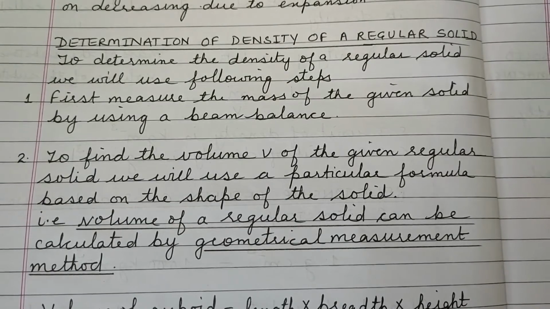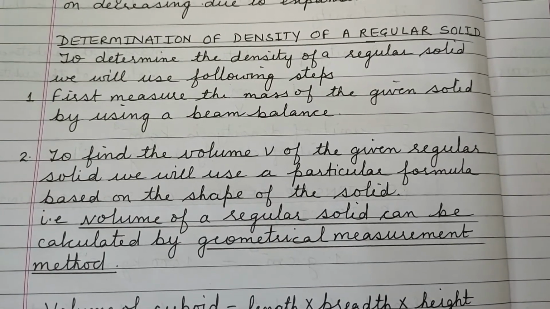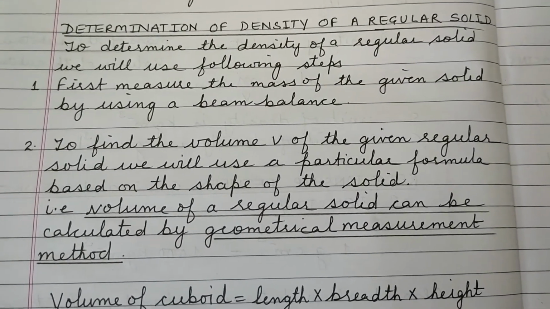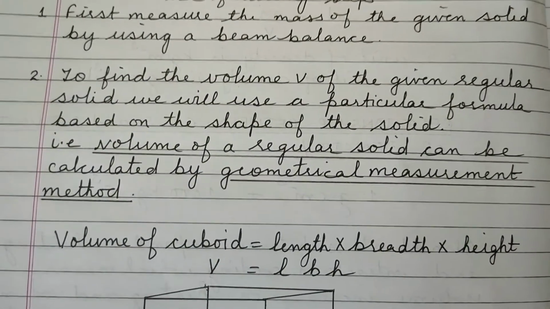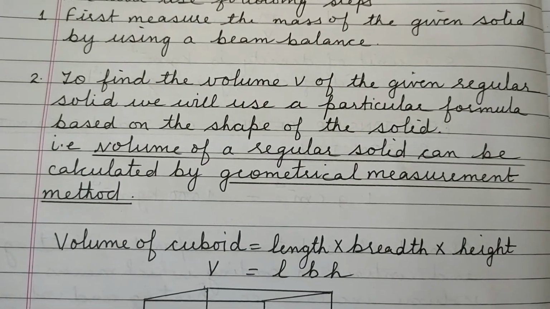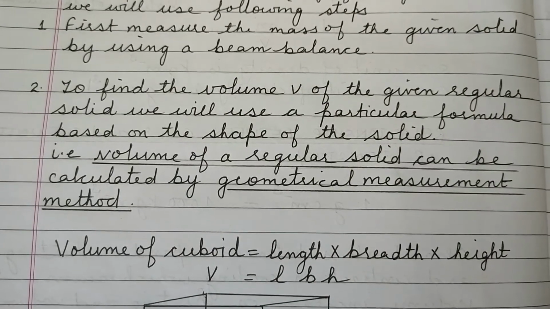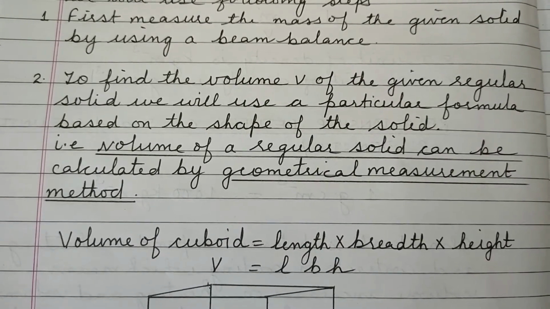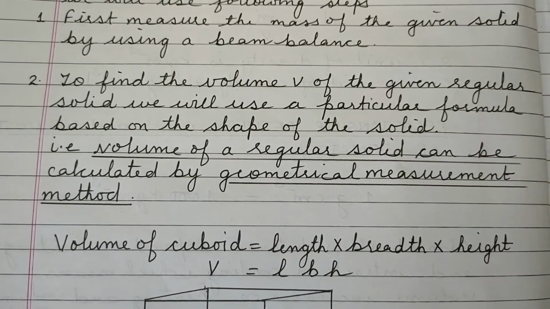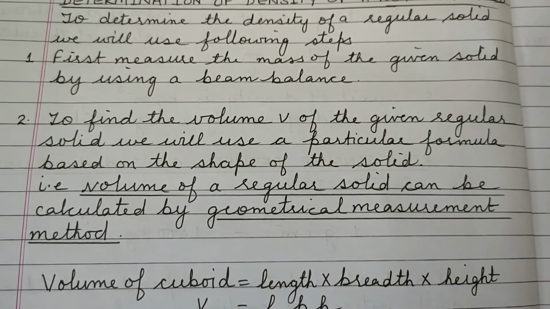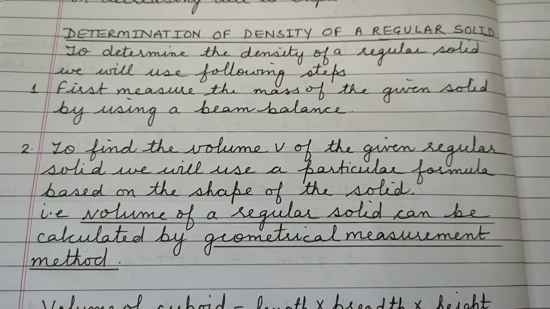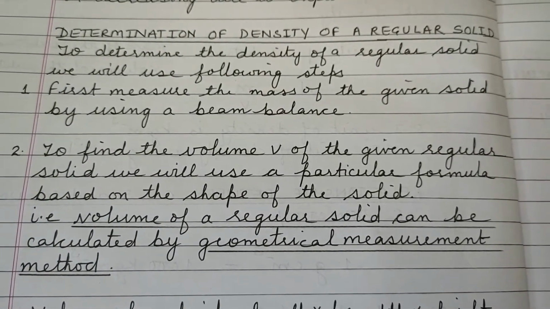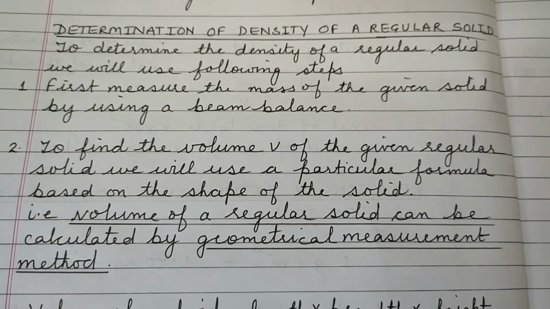To find the volume, we'll have to use a particular method which we call the geometrical measurement method, which we can apply on the basis of the particular shape of the solid. That means we can measure the length, breadth, height of the geometrical figure, and then apply a particular formula. To find out the volume of a regular solid, we'll be using the method called the geometrical measurement method. To find out the volume of various figures, I have explained one by one here.